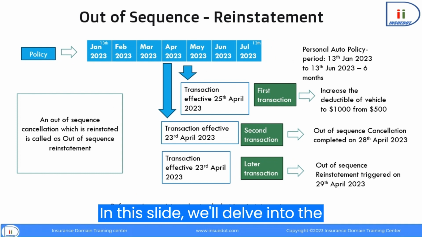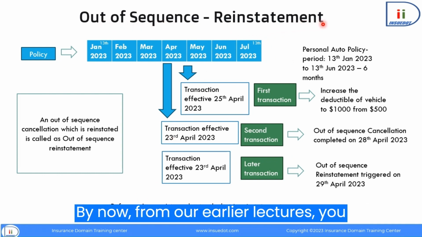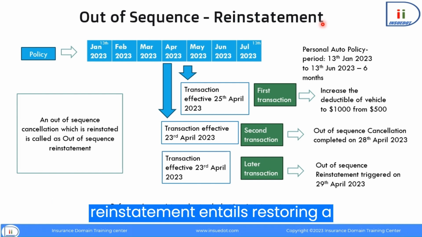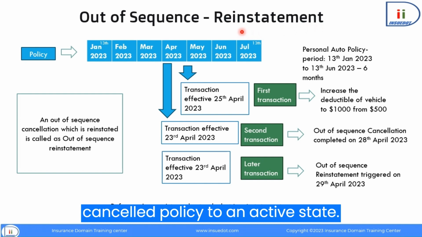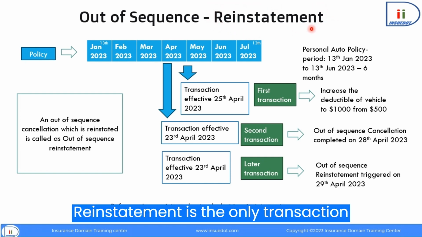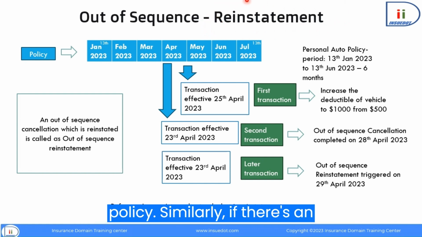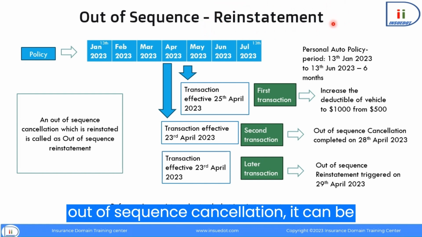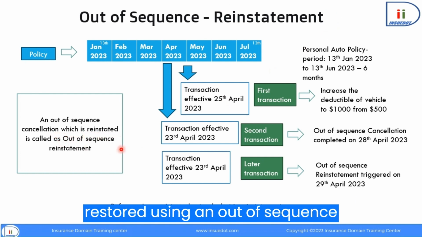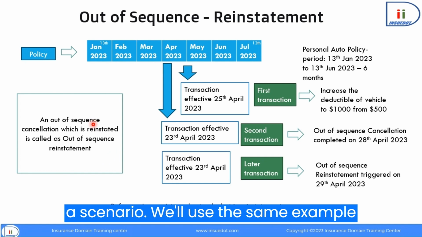In this slide, we'll delve into the concept of out-of-sequence reinstatement. By now, from our earlier lectures, you should have a good understanding of what reinstatement entails: restoring a cancelled policy to an active state. Reinstatement is the only transaction that can be performed on a cancelled policy. Similarly, if there's an out-of-sequence cancellation, it can be restored using an out-of-sequence reinstatement. Let's illustrate this with a scenario.